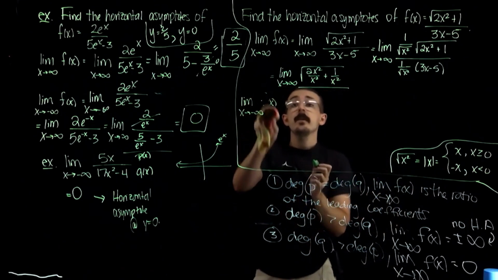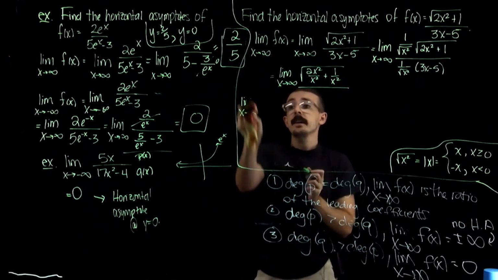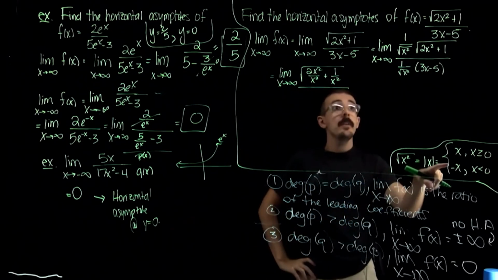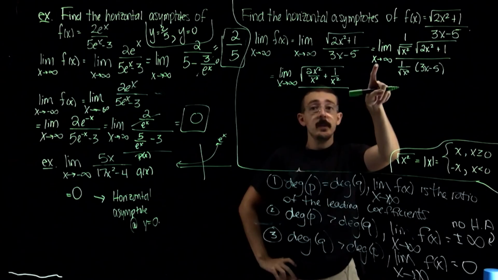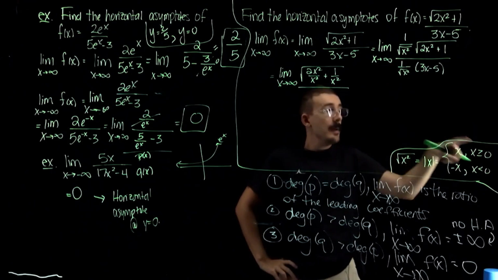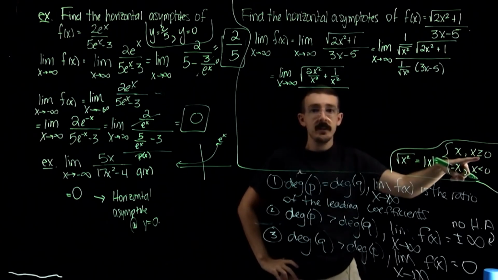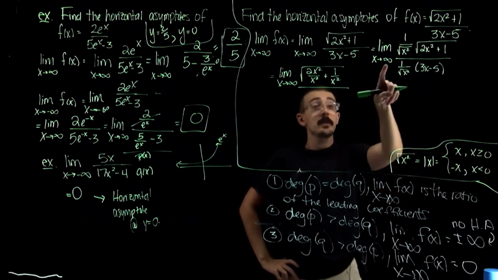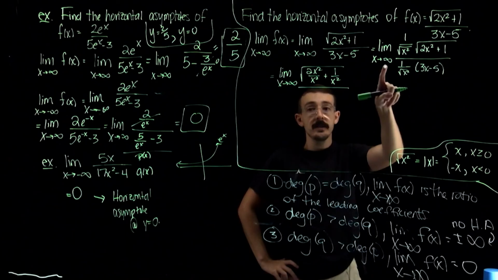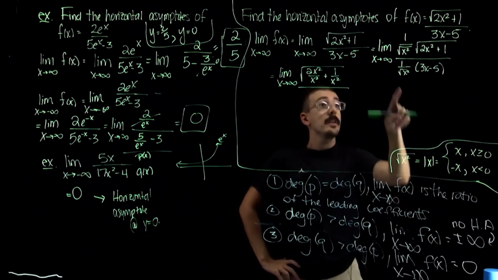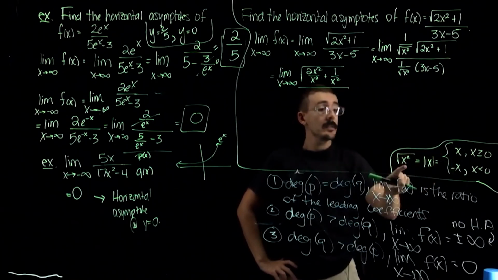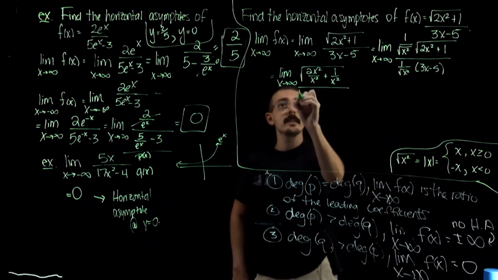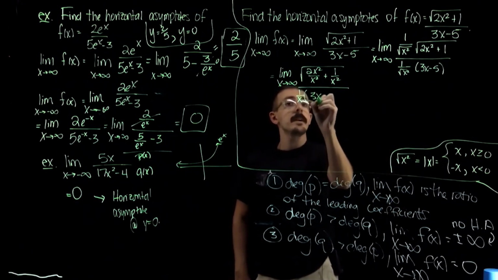I need to look at what 1 over radical x squared is, and I'm going to look at that using this rule. So here x is going to infinity. So does that mean x is going to be larger than 0 or smaller than 0? You'd be in the first case, right? Because x is going to be larger than 0. It would be very large. So this square root of x squared is going to equal x. So this will be 1 over x, 3x minus 5.